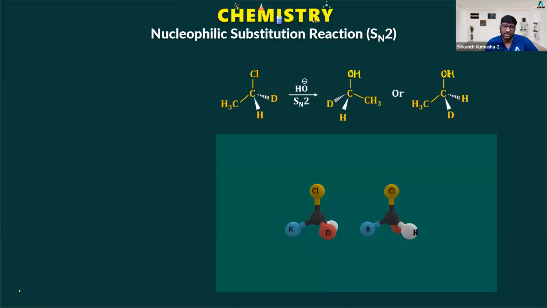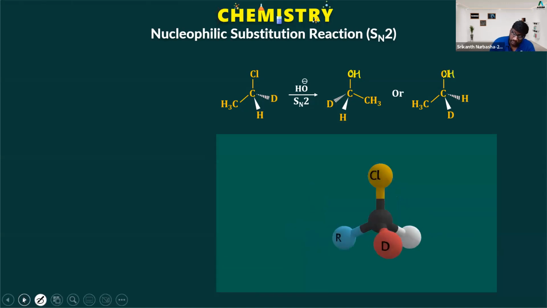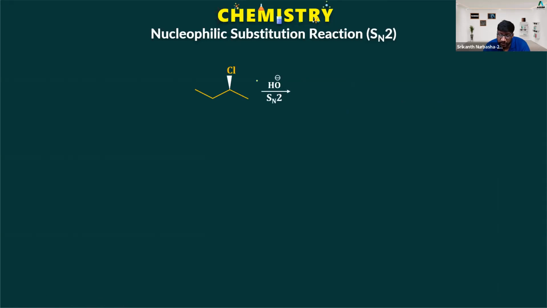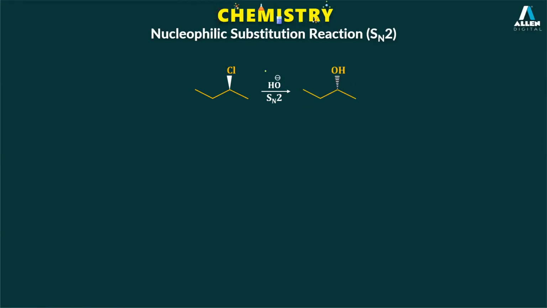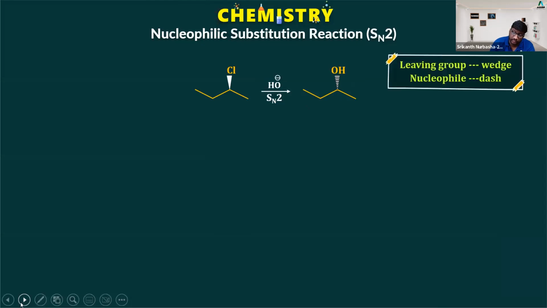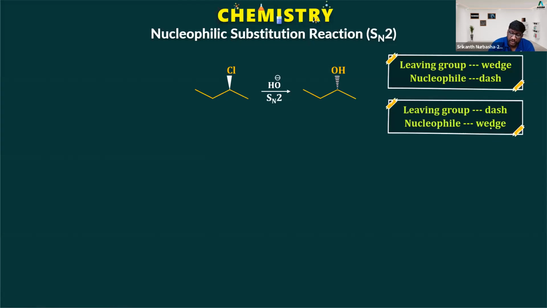And we have seen the RS nomenclature also. If you try to figure out the RS nomenclature, that will be reversed. What happens here? OH minus attacks this particular carbon. Will OH minus be towards our side or away from our side? Check the stereochemistry of the leaving group. Chlorine is towards the observer, so OH minus has to be away from the observer, because nucleophile and leaving group have to be in exactly opposite configuration. Leaving group wedge means nucleophile should be dash. Leaving group dash means nucleophile should be wedge.